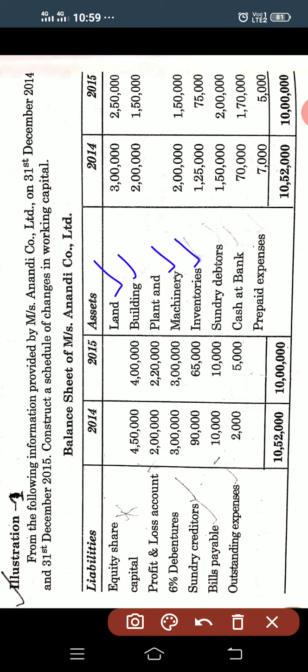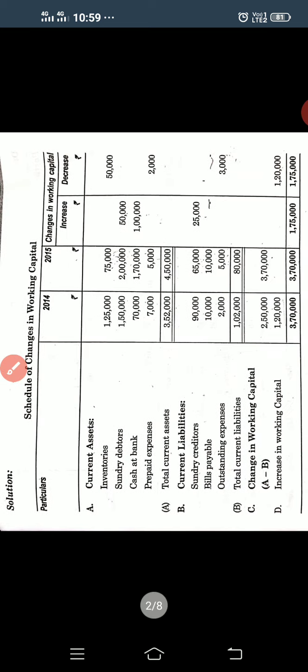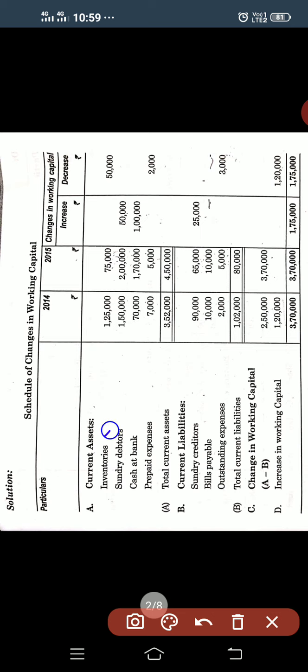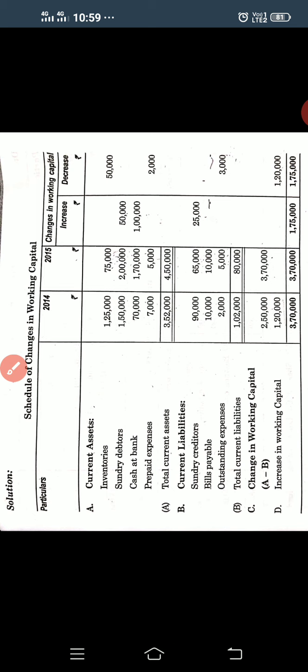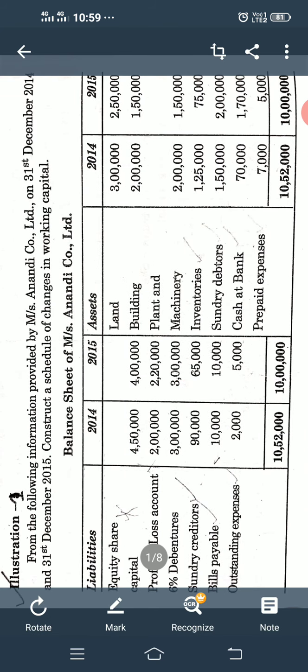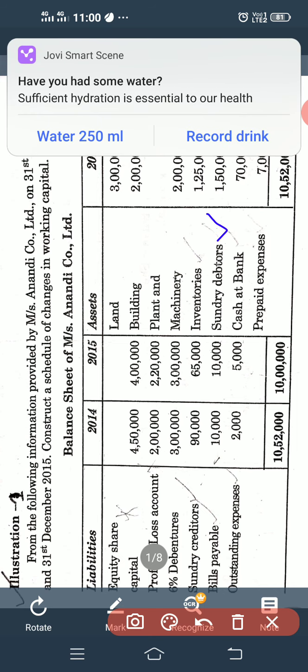Next is inventory. So here inventory means it is a closing stock, so closing stock is a current asset, so we have to consider that. In 2014 we have 1,25,000, in 2015 we have 75,000, so we have to record this here. So here the inventories in 2014 1,25,000, in 2015 75,000. So record that.